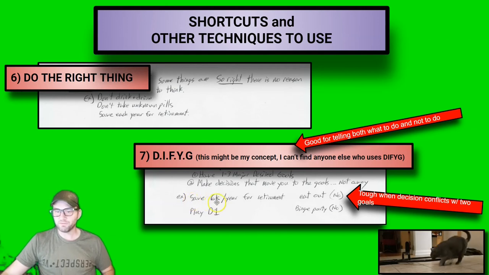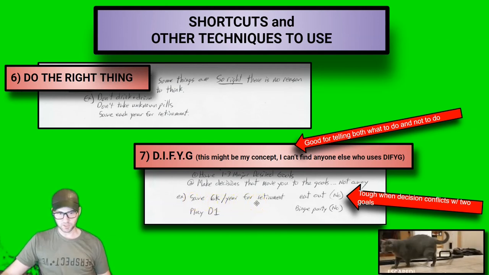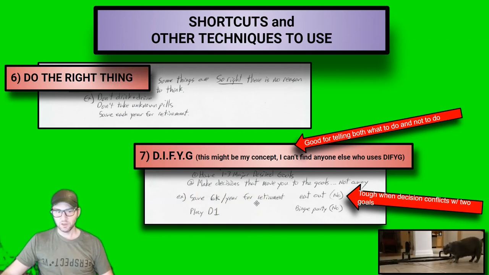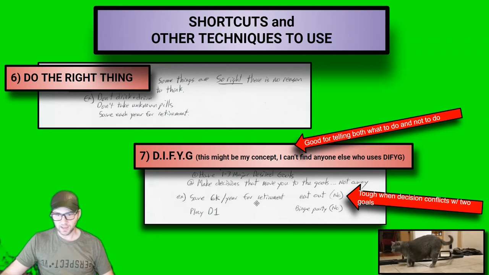If your goal is to save $6,000 a year for retirement, make the decisions that give you more money for saving toward that goal. Make the decisions, or use other techniques, if the goal doesn't impact that, and don't make decisions that take you farther from the 6K. You'll notice that the goal-driven people in the world are laser focused.